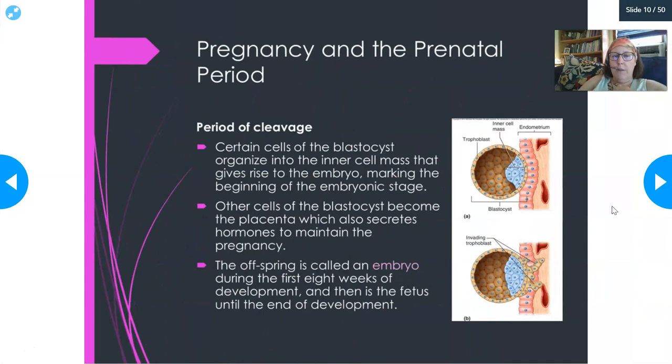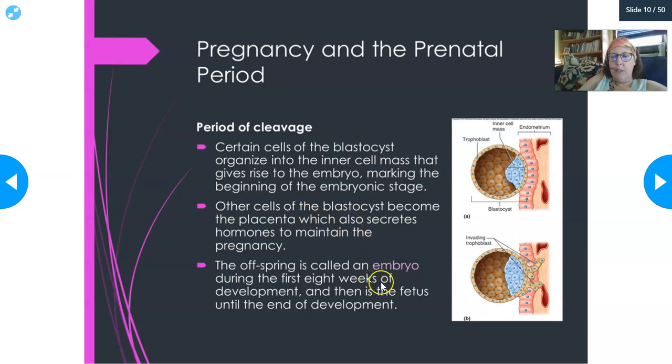Okay, so certain cells of that blastocyst will organize into the inner cell mass that will give rise to the embryo, eventually becoming the baby, and that marks the beginning of the embryonic stage. The other cells of the blastocyst will become the placenta, and they're the ones that implant, and those will also secrete hormones to maintain the pregnancy. The placenta, of course, also secretes hormones.